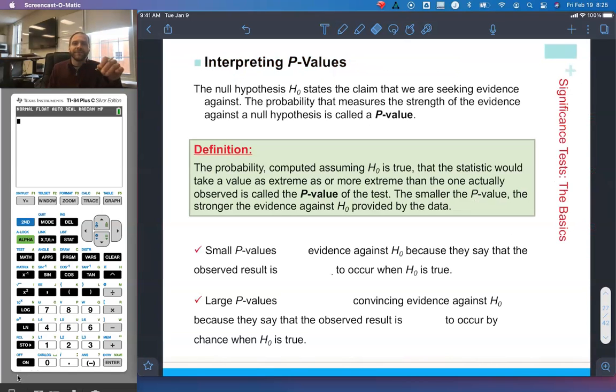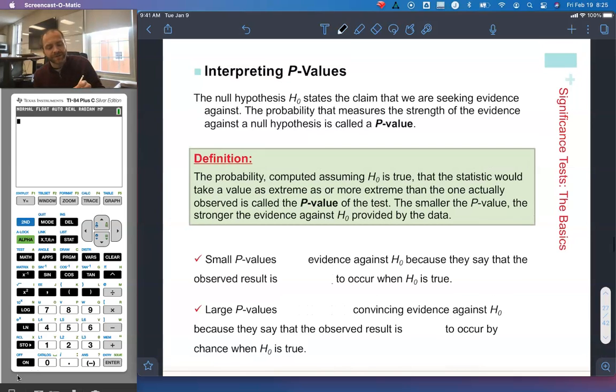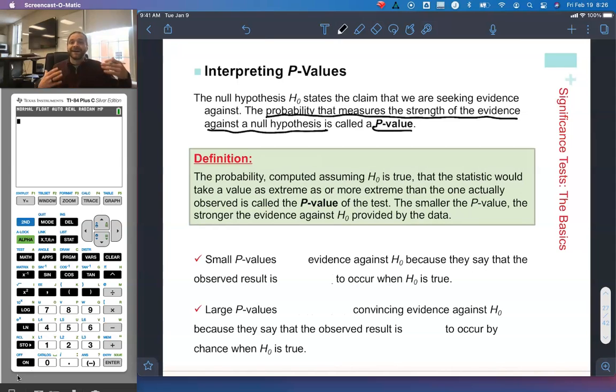And so what the p-value does is it measures the probability of the strength of evidence against the null hypothesis. That's what we call the p-value. And so the p-value is the probability against the null hypothesis. That means the smaller the p-value, it gives evidence against the null, because it says that our observed result is so unlikely to occur when the null is true. Think about the tails.